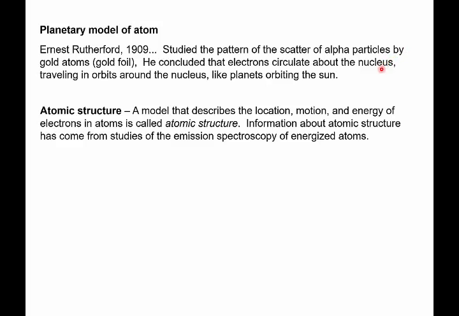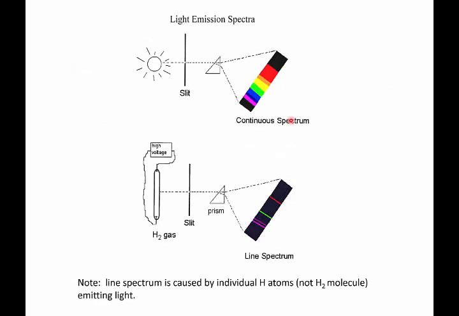Well, this model is still used to explain the atom to elementary school age children, but our modern adult version of the atom is no longer a solar system model. What is the modern model of the atom, and how did we arrive at it? Well, one of the most important pieces of evidence bearing on our modern understanding of the atom is this. It's the light emission spectra displayed by elements.